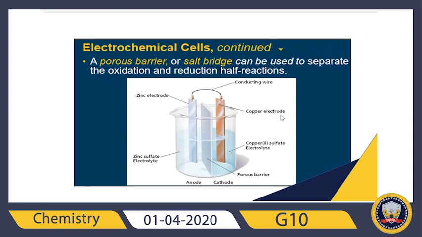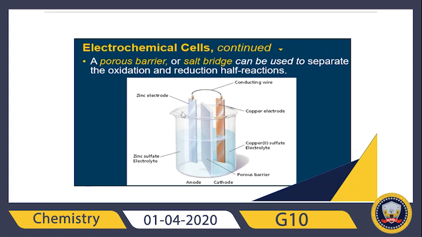The copper electrode is also in contact with what? With the copper sulfate electrolyte. So guys, as you can see, each electrode with its electrolyte will make up what? Will make up a half cell.